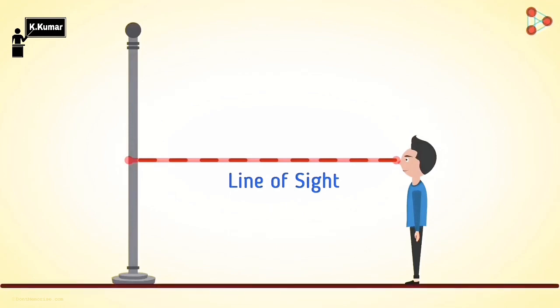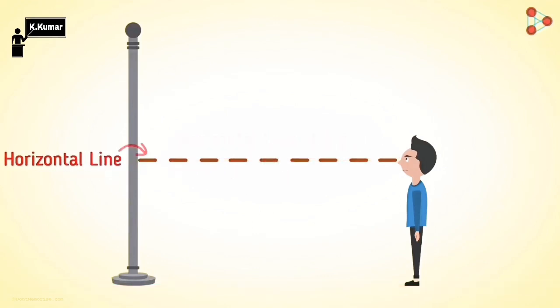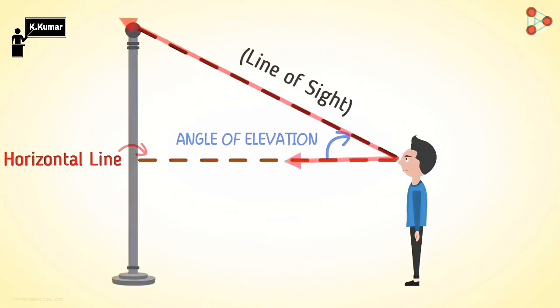Since this line is parallel to the surface, we call it the horizontal line of sight or simply a horizontal line. Now, if the person is looking at the top of the pole, what would be the line of sight in this case? The line drawn from the eye to the top of the pole will be the line of sight. We see that this line of sight makes some angle with this horizontal line. This angle is called the angle of elevation. The angle of elevation of the top of the flagpole is simply the angle that this line of sight makes with the horizontal line. Let me repeat this quickly as it's an important concept.